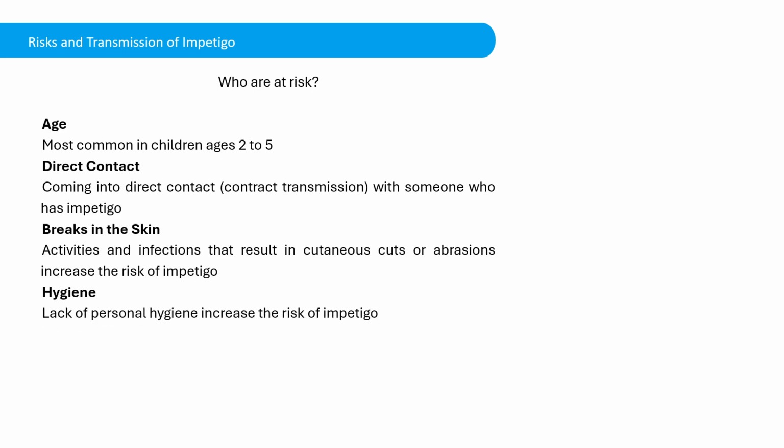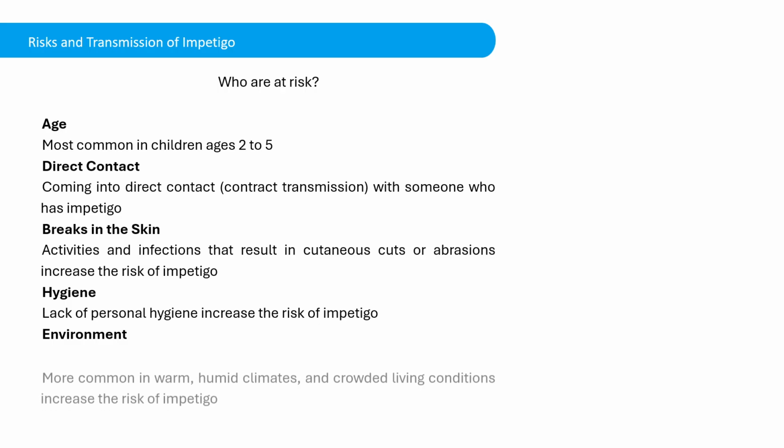Okay, and lack of hygiene also increases the risk. You should always be washing your hands, and if a person comes into contact with it and they do not wash their hands and they touch their face or any other parts of their body, they are increasing their risk of getting this disease. And for the environment, this disease can pop up in all environments, but it's most common during the warm, humid months or during the summertime, and it's also common in highly populated areas such as schools or daycares.